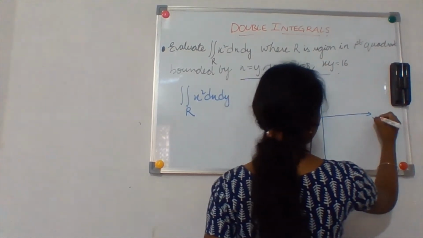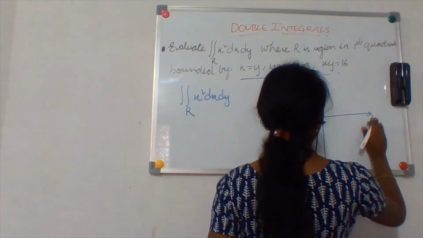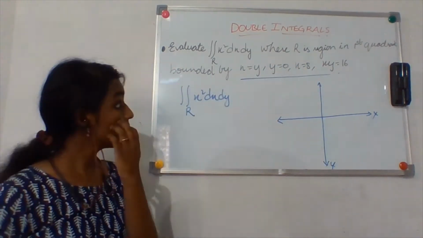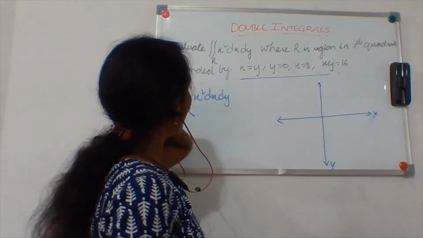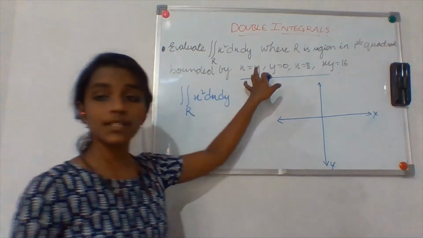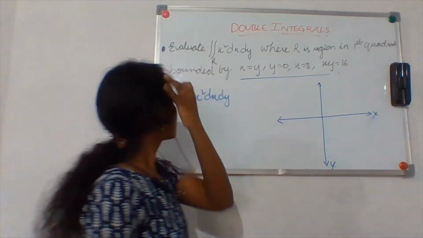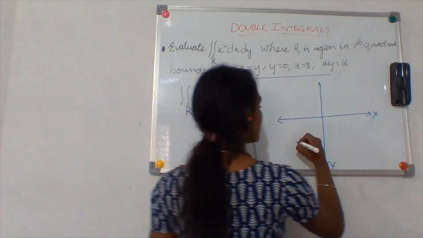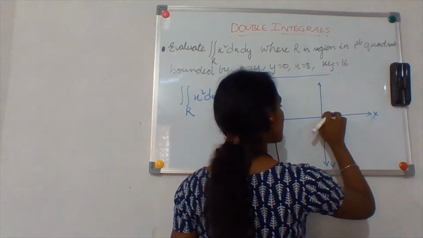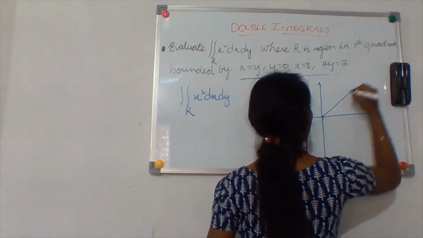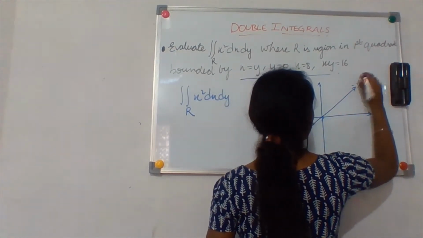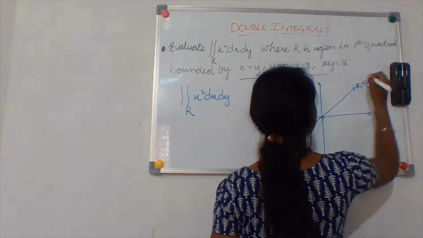This is the x-axis, and this is the y-axis. So now what are the curves given? Let us see. x is equal to y, y is equal to 0. Okay. So first let us look at x is equal to y. So x is equal to y means that will be like this, passing through the origin, as you all know. This is the curve x is equal to y.